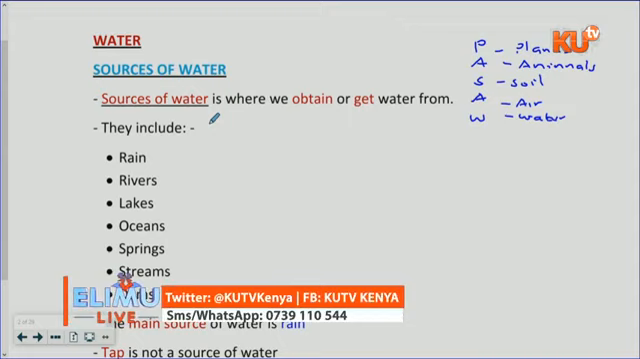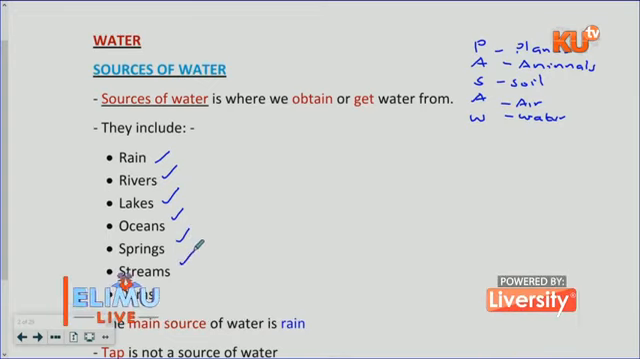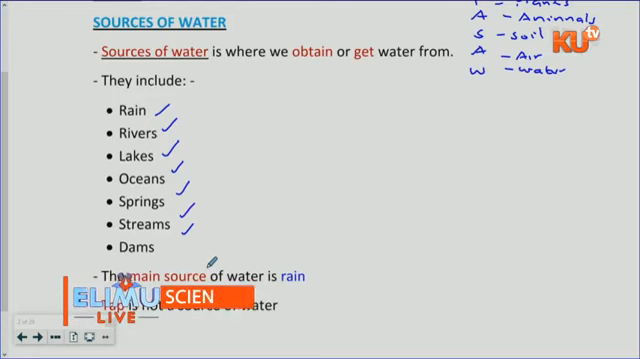So the main sources of water, one, we have got rain. Two, we have got rivers. Three, we have lakes. Four, we have oceans. Five, springs. Springs are mostly found in rural areas where they just go and fetch there. It is a natural one. And then you have got streams. We have got dams. Dam is a source of water. There is something here called a borehole. It is still a source of water, although I did not add it there. And then there's something that you learned in class 1. The main source of water is rain. And we know rain comes from God. That's why it is the main source. Although we learn about condensation of clouds and then it falls, it's true.